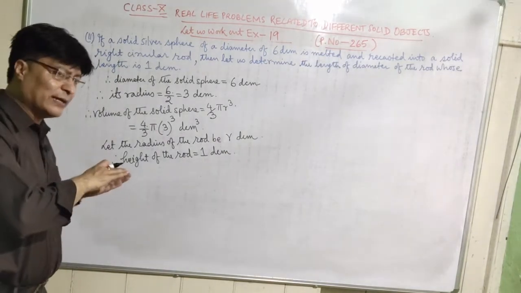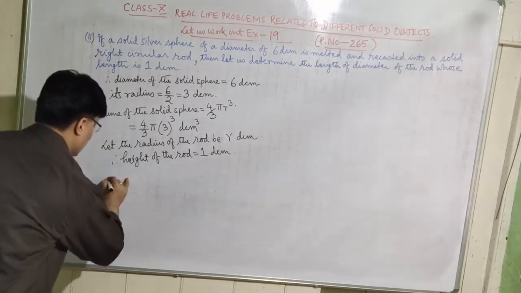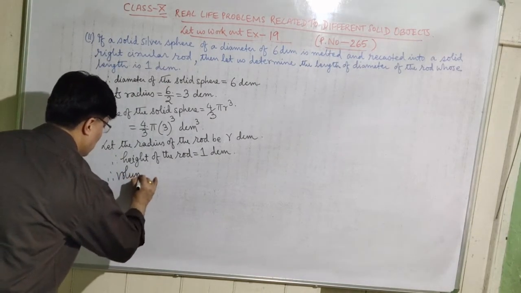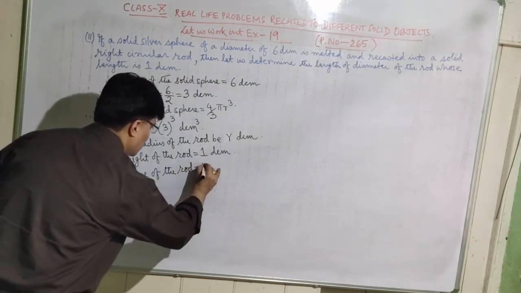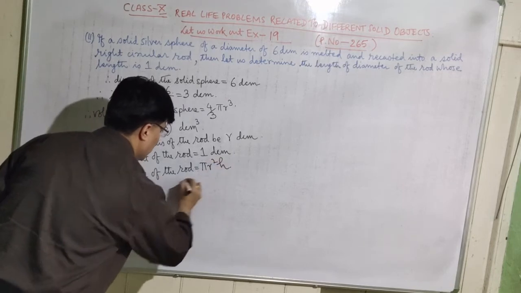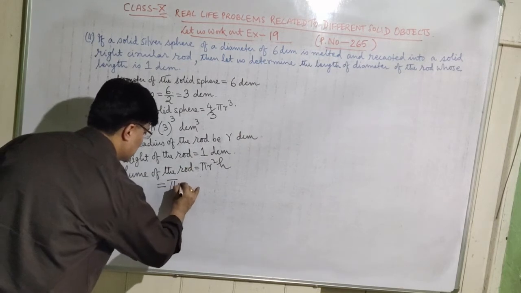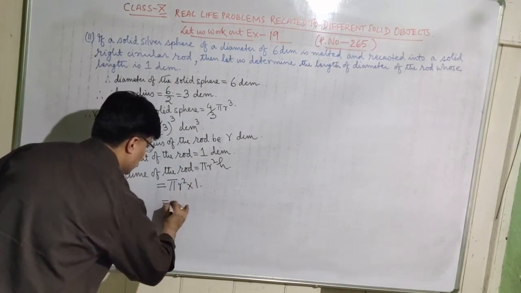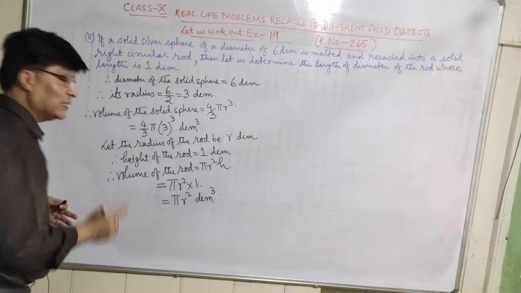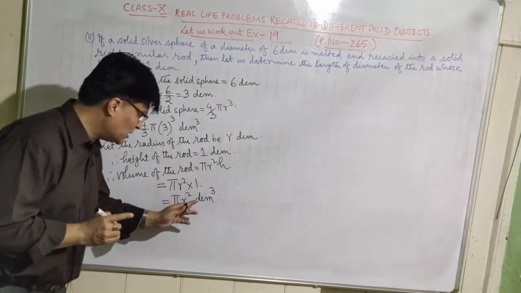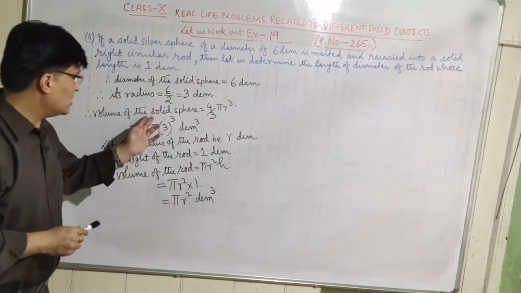Since this same sphere is melted to make a rod, for the rod also we find the volume. Therefore, volume of the rod is equal to, what is the formula, it is pi r square h. Okay, so let us write pi as it is, r square into h is 1, so which is equal to pi r square. What is the unit? It is decimeter cube.